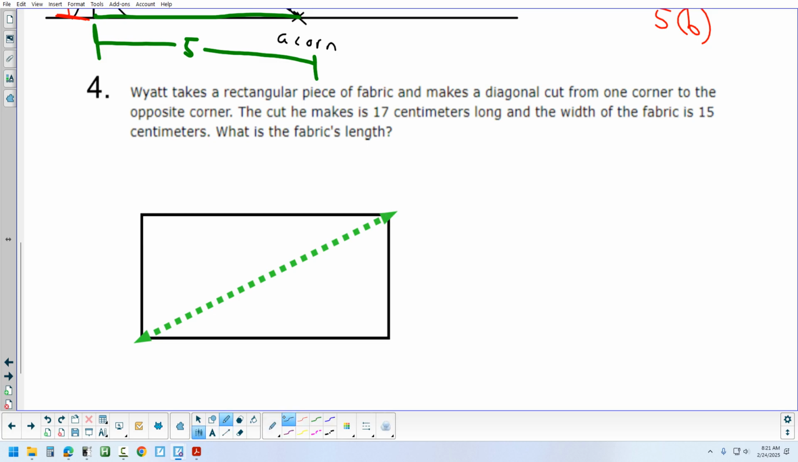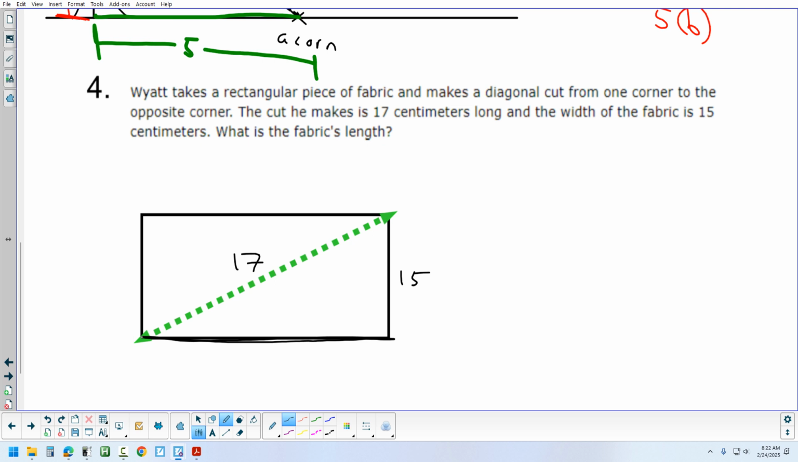Let's label that as 17. And it says the width of the fabric is 15 centimeters. That's the width of the rectangular piece of fabric that I have. So that side is 15 centimeters. It says, what is the length of the piece of fabric? That's from there to there. They want to know how long it is.